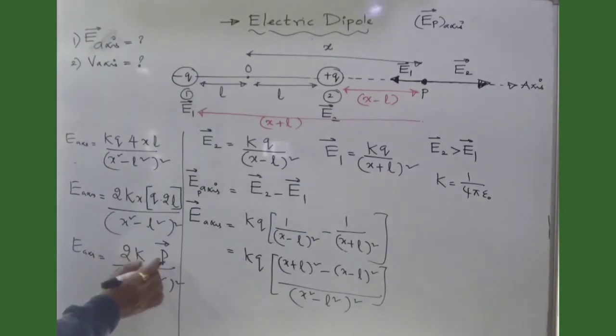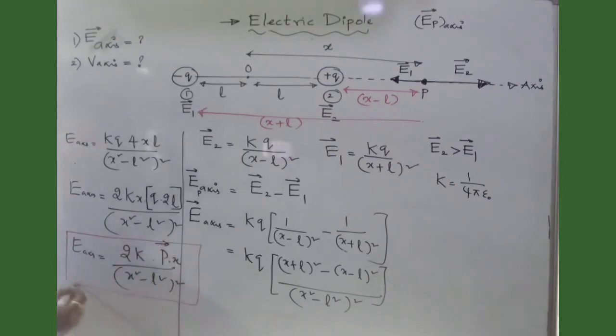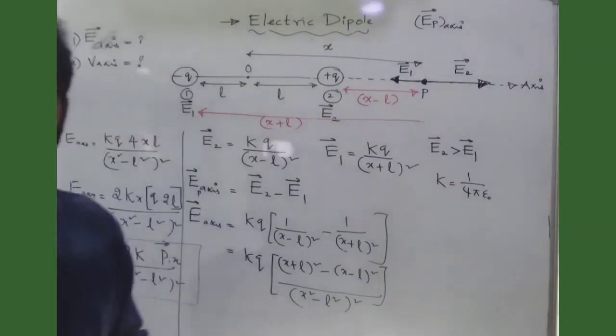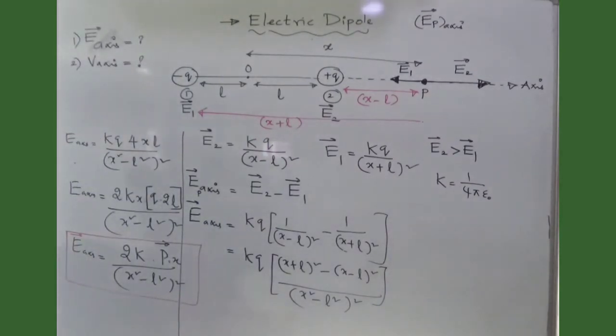Otherwise, I'll write here into x. Is it clear? This is the formula that we got, E axial. Is it clear, all of you? E axial equals 2kp into x divided by (x square minus L square) whole square.